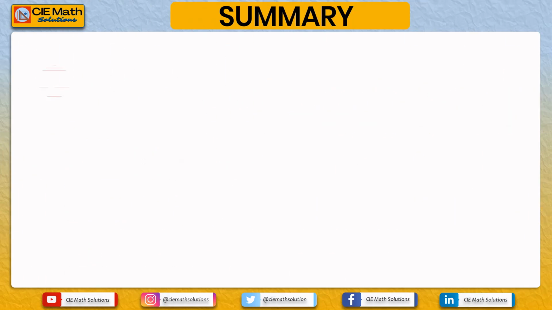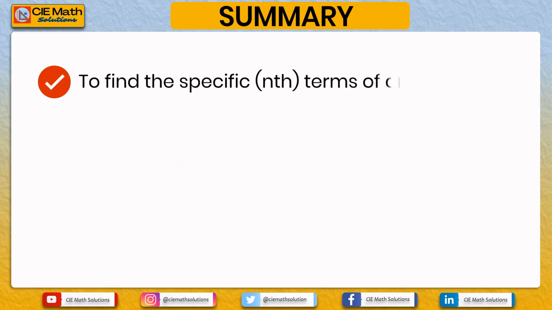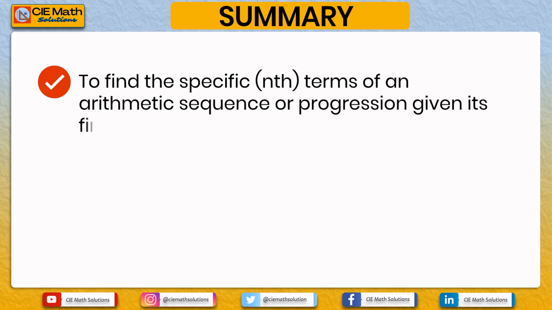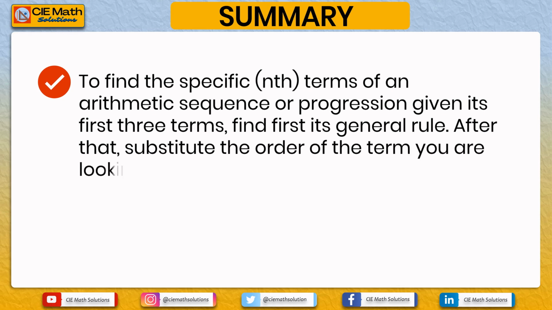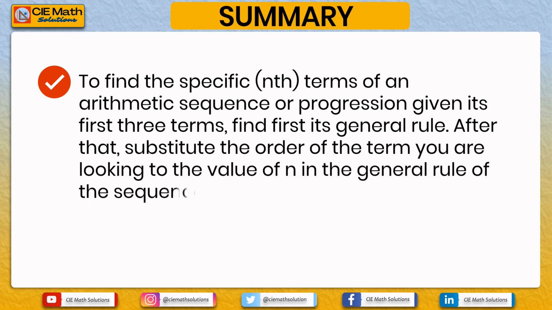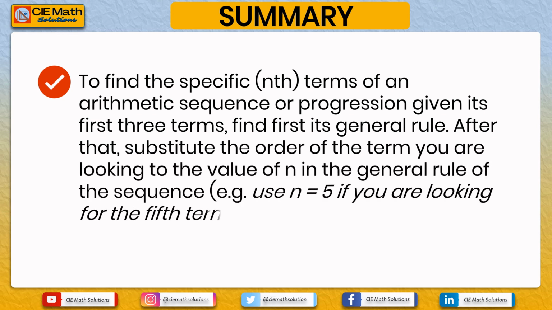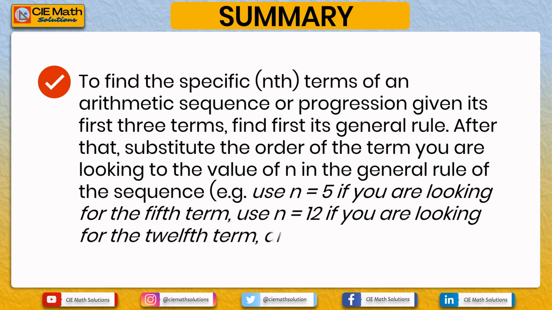In summary, to find the specific terms of a given arithmetic sequence or progression, given its first three terms, find its general rule first. After that, substitute the order of the term you are looking for to the value of n in the general rule of the sequence. For example, use n equals 5 if you are looking for the fifth term. Use n equals 12 if you are looking for the 12th term, and so on.